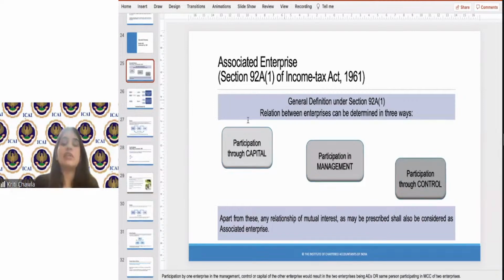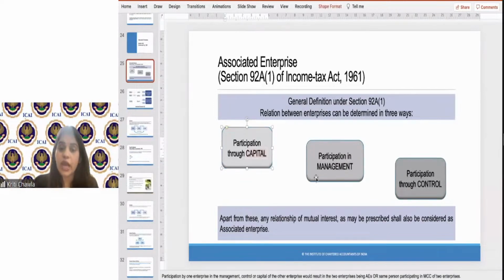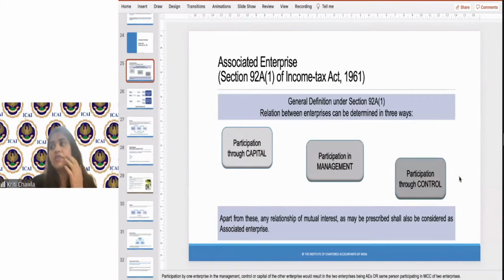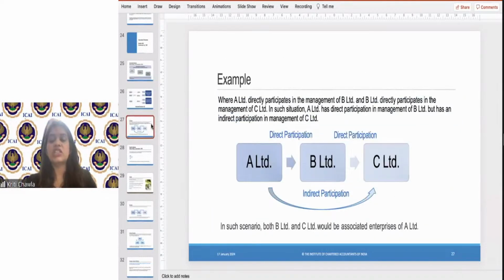The Income Tax Act, as I mentioned, does not define what is the meaning of capital, what is the meaning of management, what is the meaning of control. It does not give a direct meaning of these particular terms, but this is what 92A1 says, that if they are related to each other because they are participating in the management, control, and capital of the other company. So this is what section 92A1 really talks about.